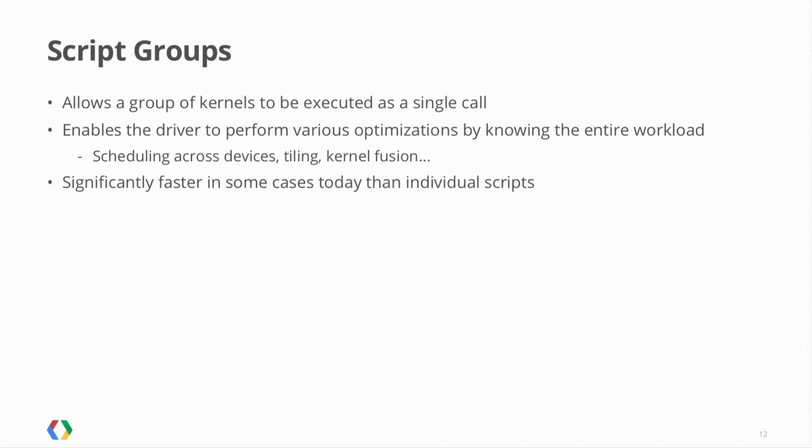And by passing this entire workload to the driver as one monolithic entity before we actually run any part of that workload, we can enable all sorts of different optimizations in the runtime and in the compiler. For example, we can enable parallel execution across devices, or tiling, or kernel fusion, which we'll get into in a minute. We actually see some significant speed improvements today by using script group versus using individual scripts. And in general, I highly recommend that you use script group as much as possible going forward because it is a place where we're going to spend a lot of time optimizing.